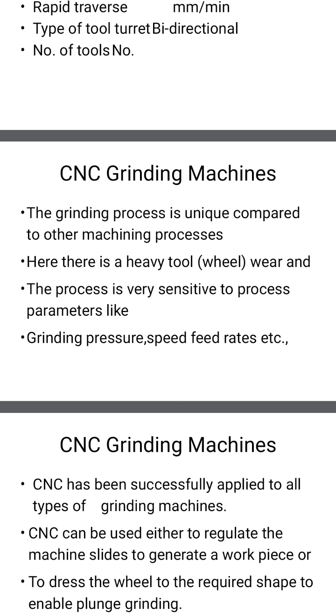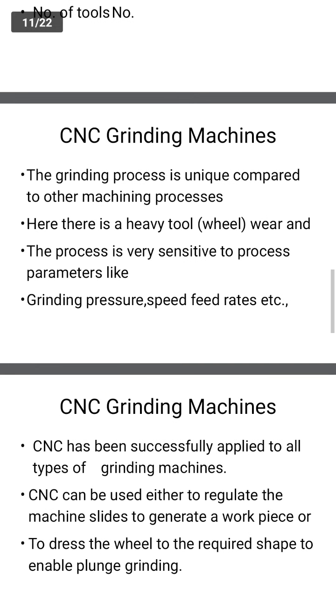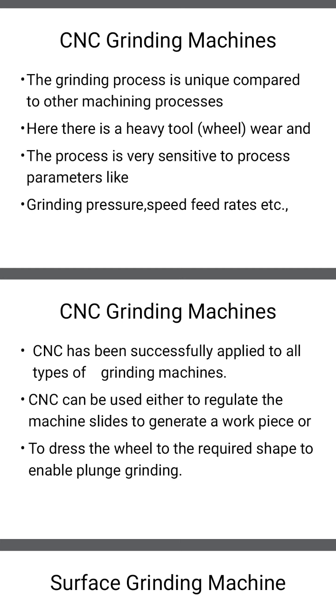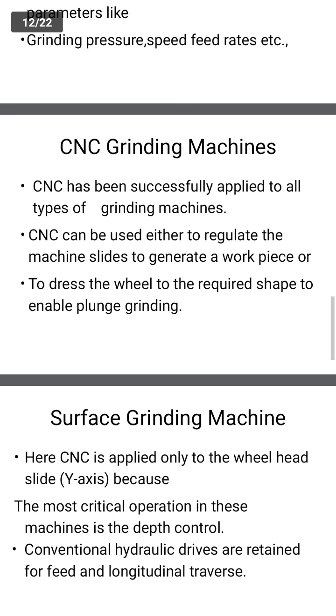Here the tool is heavy and the process is very sensitive to process parameters. So these grinding wheels will be very heavy. This grinding process is unique compared to other machining processes. CNC can be used either to regulate the machine slides to generate a workpiece or to dress the wheel to the required shape, enabling plunge grinding. It is successfully applied to this type of grinding.